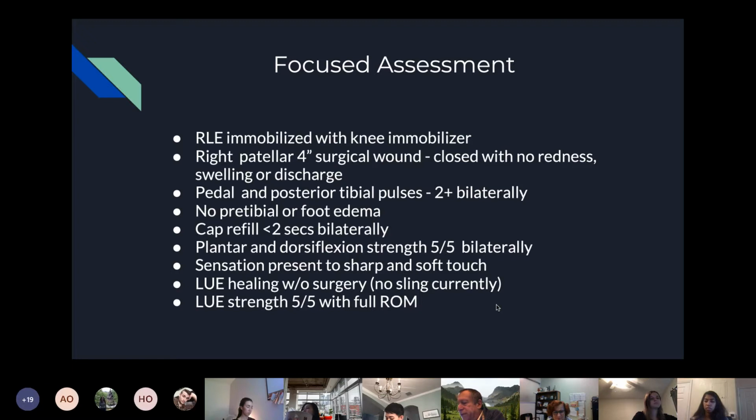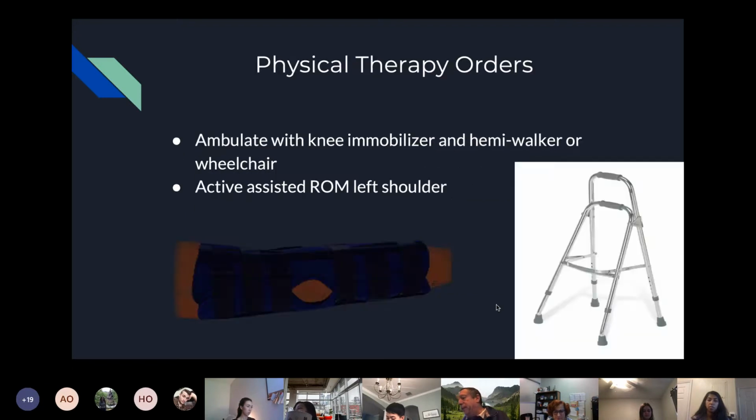Her plantar flexion and dorsiflexion strength was 5/5 bilaterally. I also did a full neuro exam on the lower extremity, which we would do especially if a patient is in some sort of an immobilizer or had an injury to that area. Her sensation was present to sharp and soft touch. Then the left upper extremity I looked at just briefly. It healed without surgery. There was no sling currently on it either, and the strength was 5/5 with full ROM.